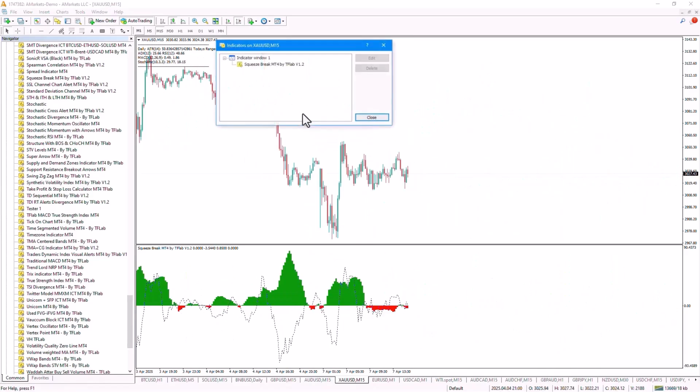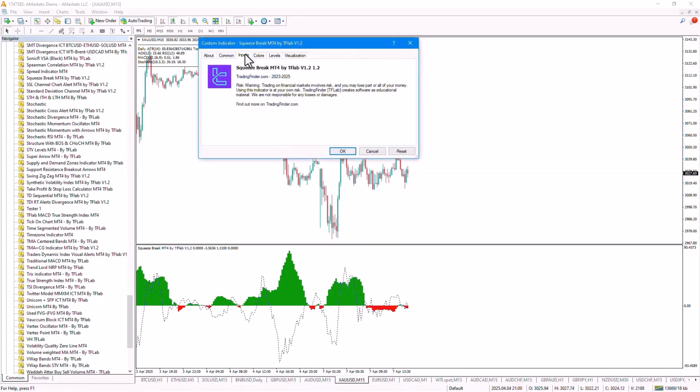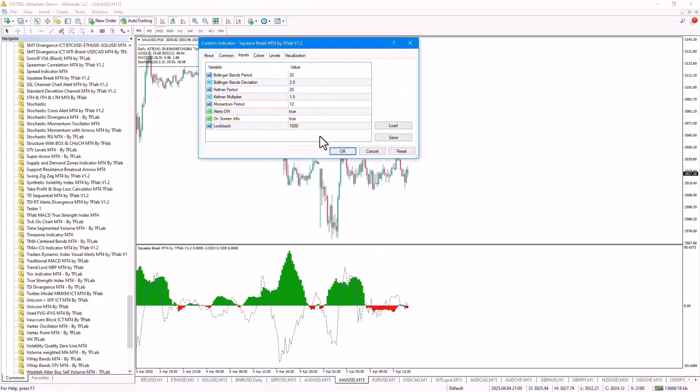In the settings section, under the Input tab, there are options available where we can set the Bollinger Bands period. In the next section, the Bollinger Bands deviation is located. In the following section, we can set the Keltner period along with the Keltner multiplier. And finally, the momentum period settings are located in this section.